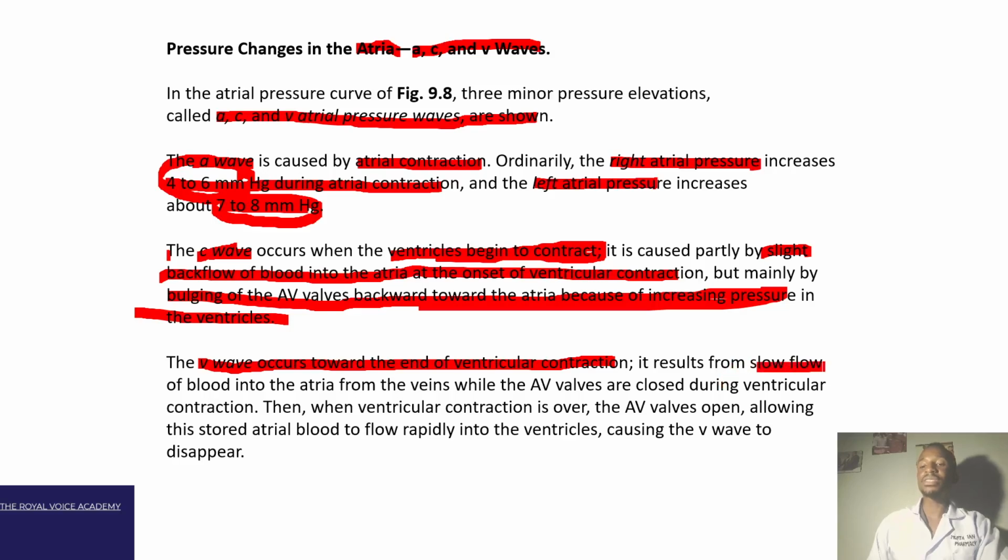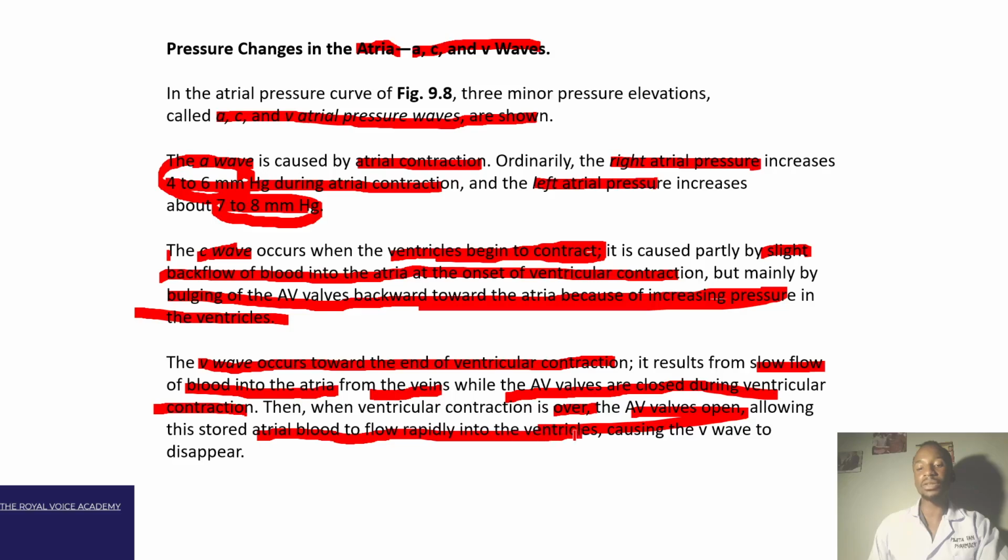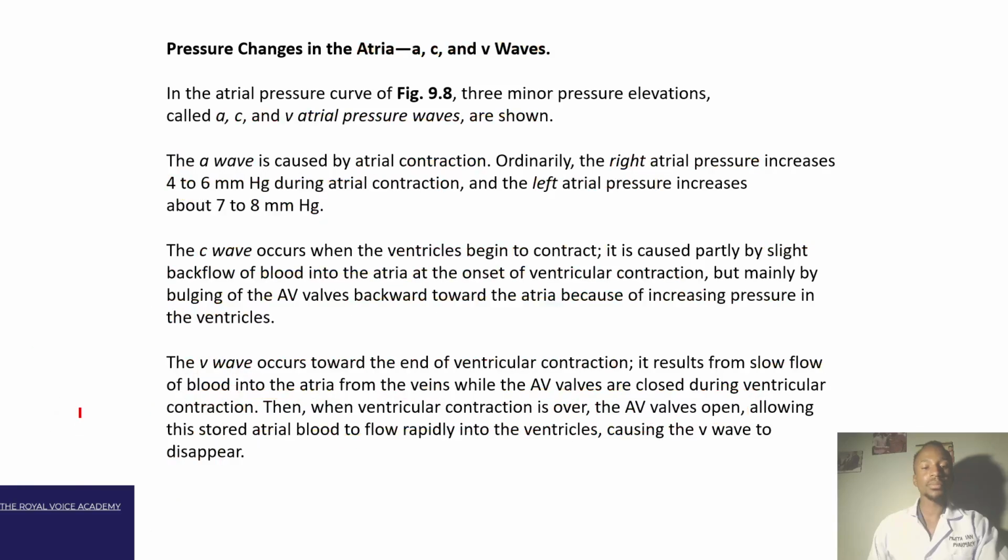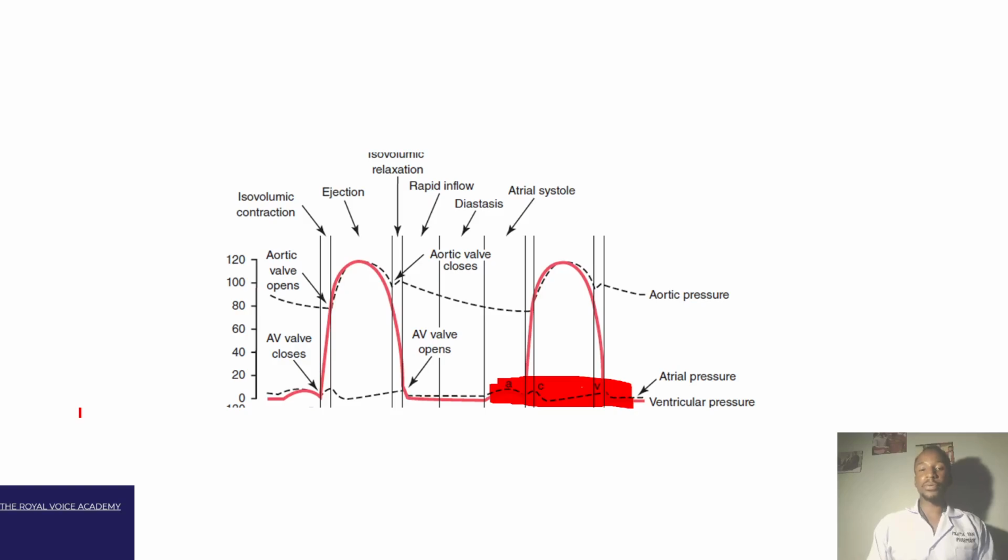It results from slow flow of blood into the atria from the veins while the AV valves are closed during ventricular contraction. Then, when the ventricular contraction is over, the AV valves will open, allowing this stored atrial blood to flow rapidly into the ventricles, causing the V wave to disappear.